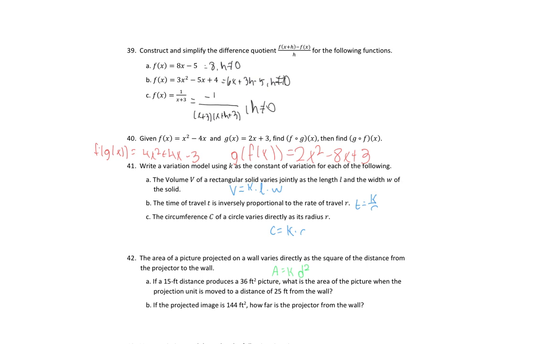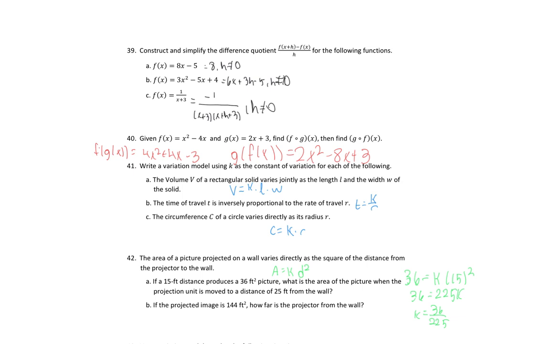So our first question is, if a 15-foot distance produces a 36 feet squared picture, what is the area of the picture when the projection is moved 25 feet from the wall? Well, first we can figure out our k value given that initial thing. So our area is going to be 36. Work on the right side over here. It's going to be k times 15 squared. 15 squared is 225. So k will be 36 over 225.